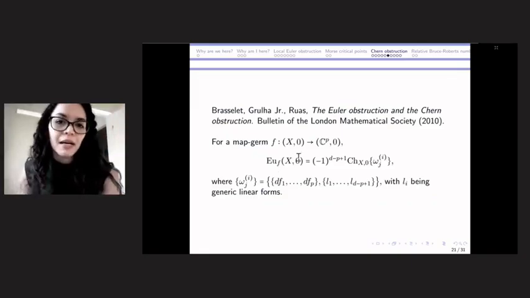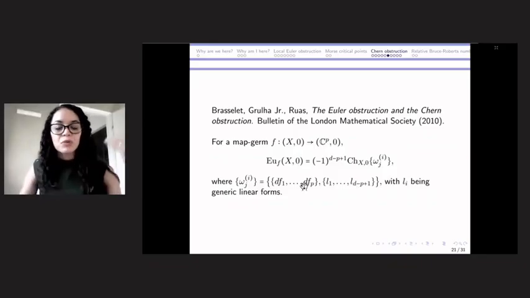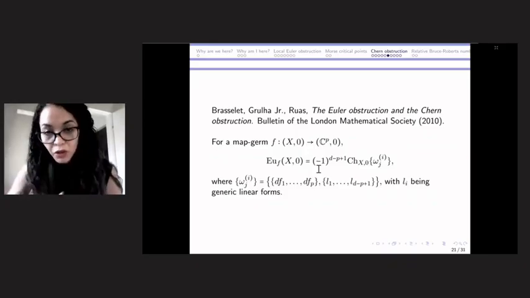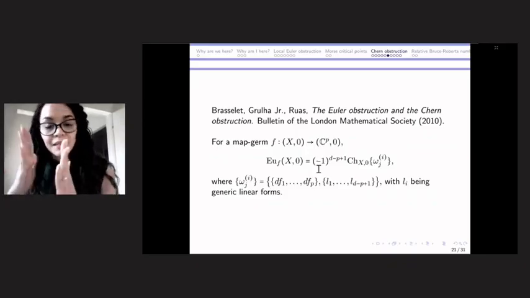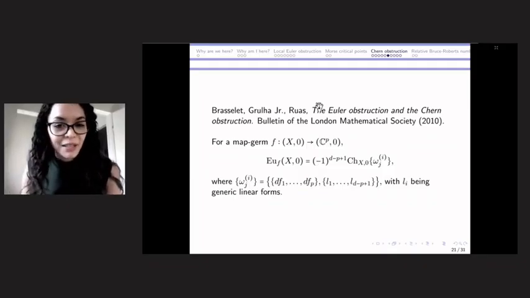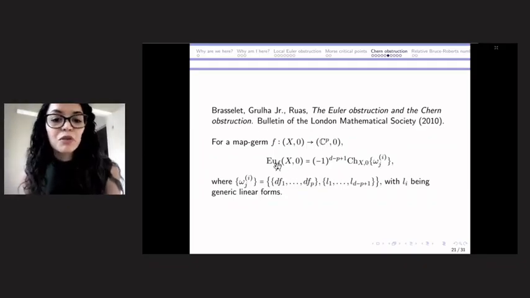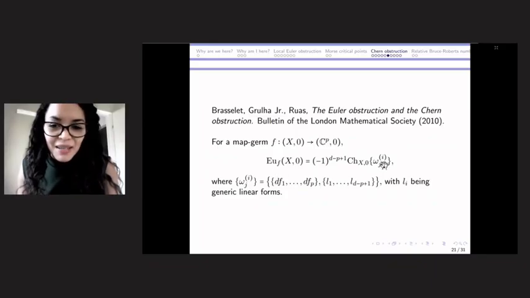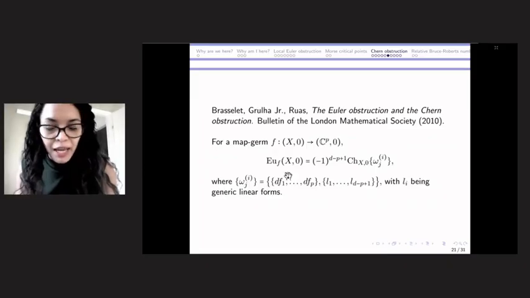Since this is a tribute to Cidinha, I need to say that that construction that was made for one function, for the Euler obstruction of a function, can be done with finitely many functions. And this is the very nice work of Her, Bracelet, and Nivaldo Grulha, where they define the Euler obstruction of a map. So here we have a map from X to C^p, so we have f1 to fp, right?